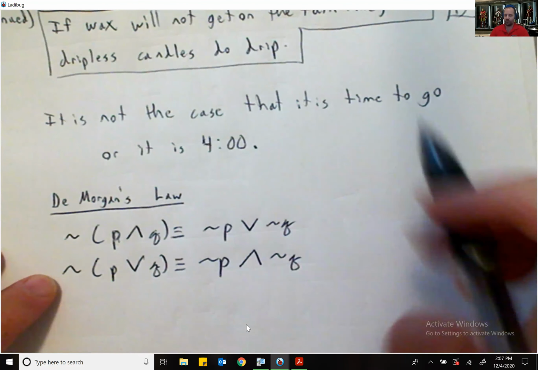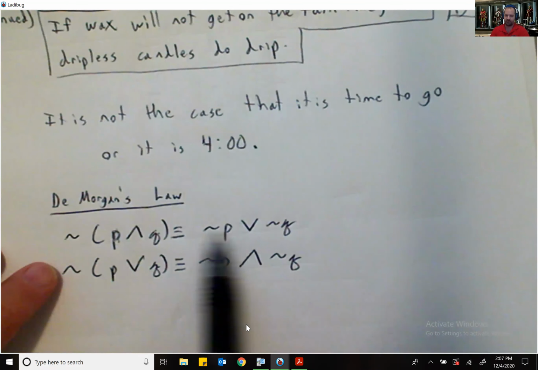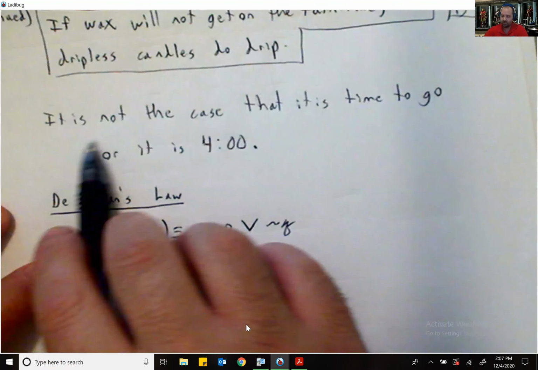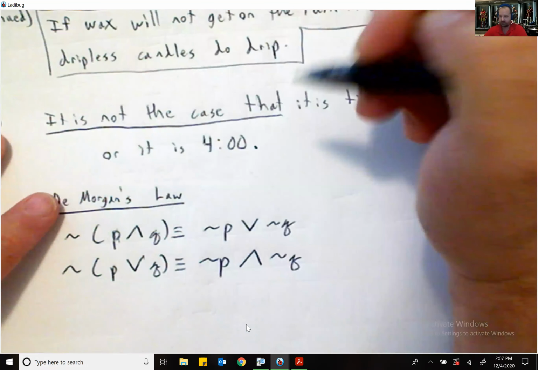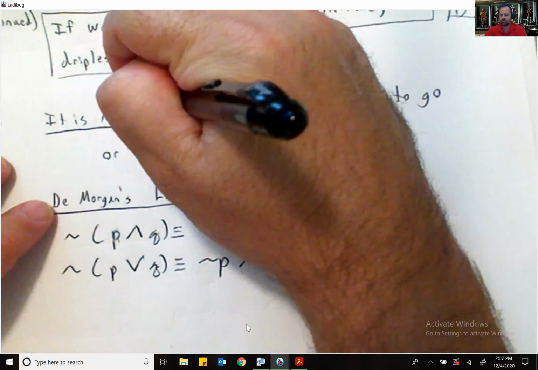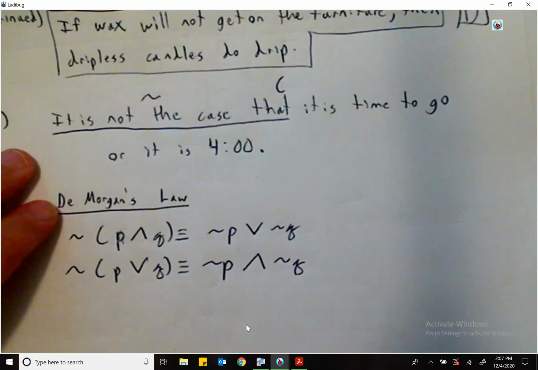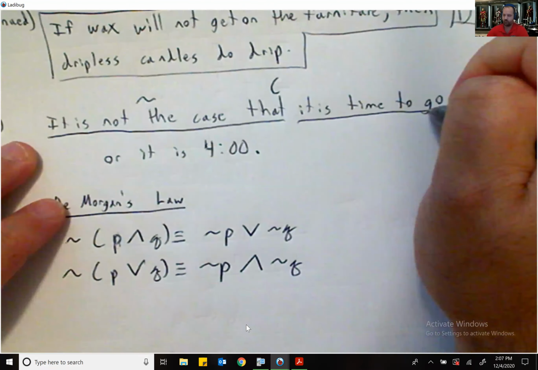So let's see which one of these we have, and then we can figure out which one is going to be the equivalent sentence. So up here, remember that I told you that this whole phrase, it is not the case that, means negate with a parenthesis. So I'm going to underline my first sentence. It is time to go.